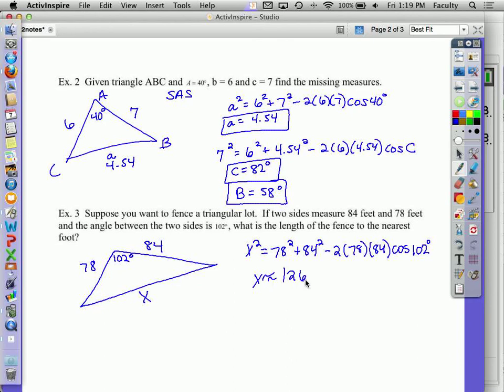So I got about 126, and that was feet. But if you're going to Lowe's to order your fencing, you're not going to order 126. You've got to add 78 and 84 plus 126. And I got 288 feet. Okay? So read your problems carefully. On the ACT, they have problems like these where it's not a right triangle, and those of you that are going to take the ACT in April, be looking for a law of cosines problem. Okay?